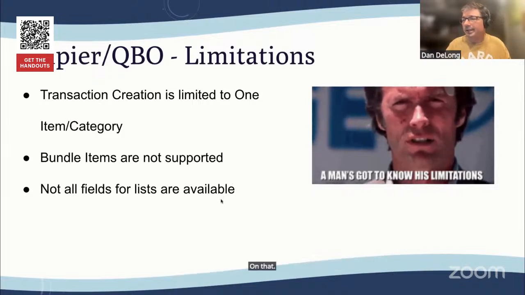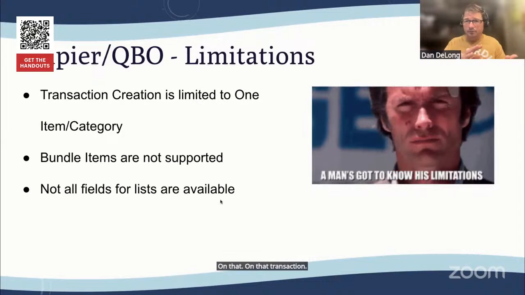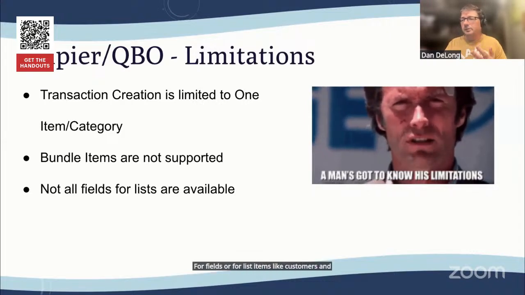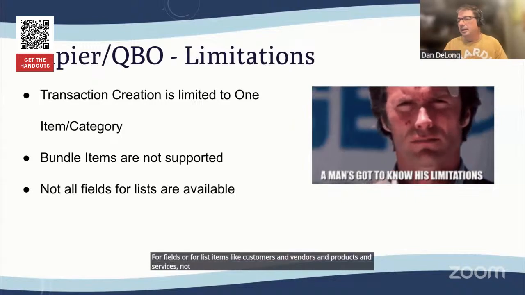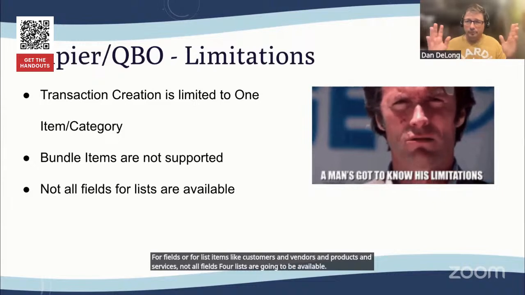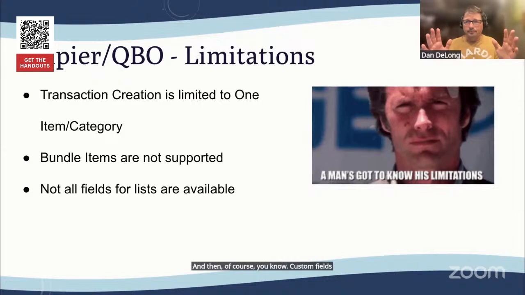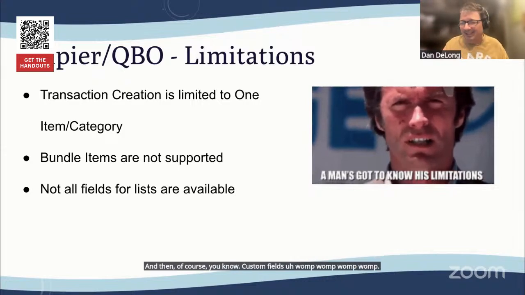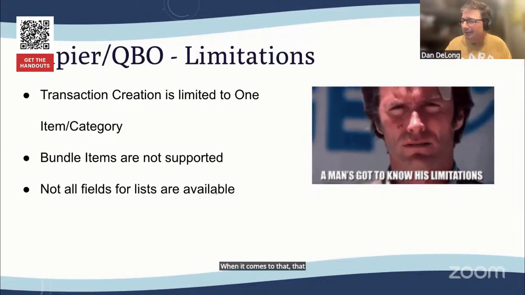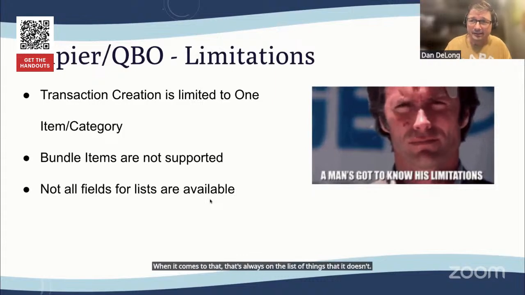on that transaction. And for fields or list items like customers and vendors and products and services, not all fields for lists are going to be available. And then, of course, our custom fields, womp womp. Yeah. When it comes to that, that's always on the list of things that it doesn't integrate with.